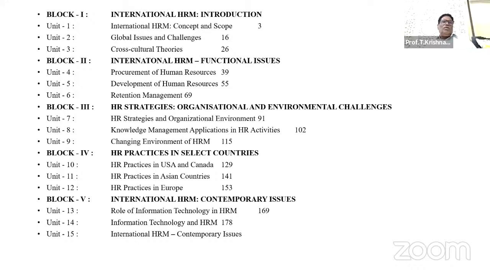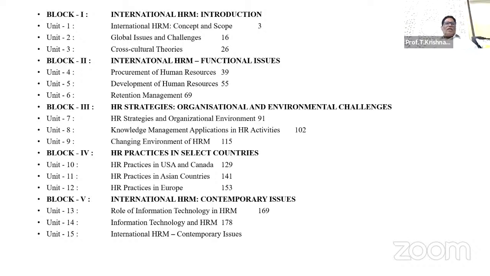Please note that I'm using international HRM and global HRM in an interchangeable way. Then this block involves how to procure human resources internationally and how to develop people and how to retain people. Remember, whatever cross cultural theories that we are going to discuss, they'll be of immense help in understanding procurement of human resources, development of human resources, and retention of human resources.